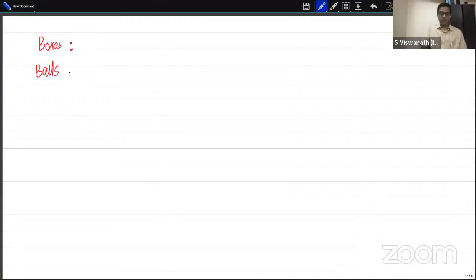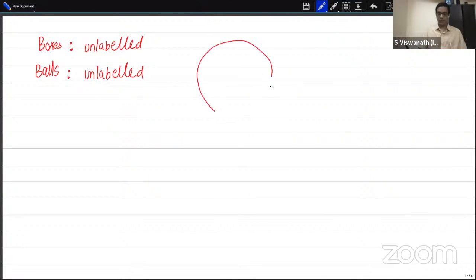If the boxes are unlabeled and the balls are unlabeled, meaning the boxes are also not distinguishable, the balls are also not distinguishable. So what does that mean? Going back to the same setting, suppose I have R balls, they're not distinguishable. So I'll just put dots for them. I don't put labels on the dots.